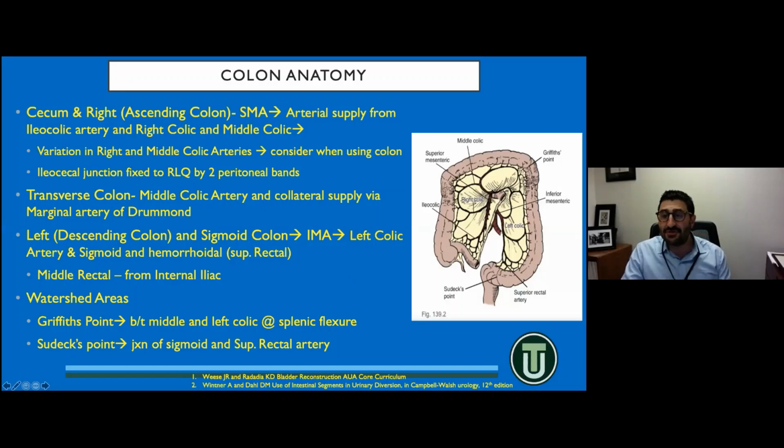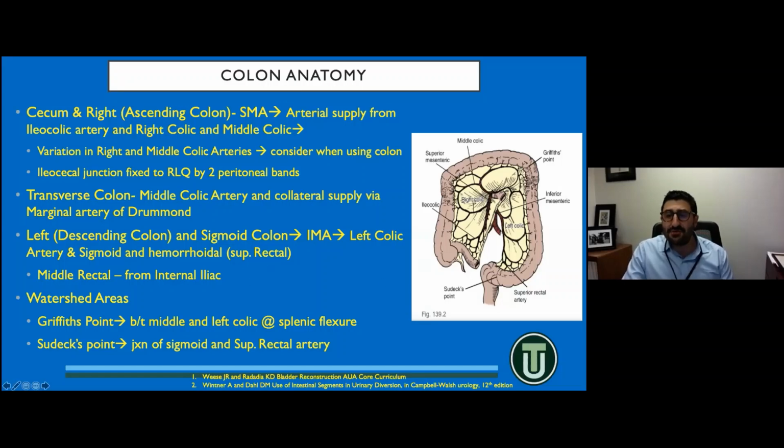The transverse colon is supplied by the middle colic artery, as well as collateral supply from the marginal artery of Drummond, which is here. You can see my pointer. And then the left colon, our descending colon, is supplied from the inferior mesenteric artery via the left colic, sigmoid, and hemorrhoidal or superior rectal branches. The middle rectal comes from the internal iliac.